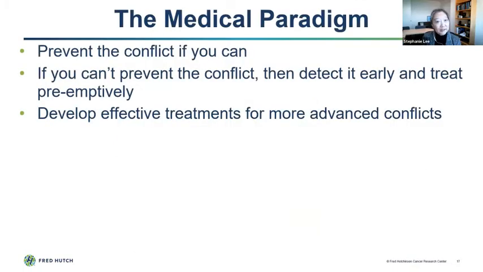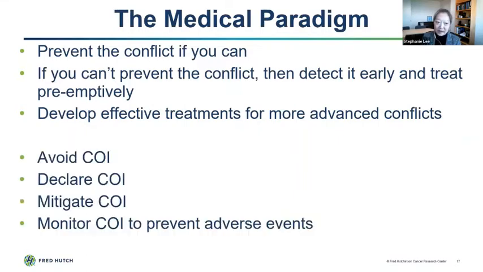Okay, so now again, switching back to the medical paradigm, if we think of conflict of interest as a condition, what can we do about it? Well, on the prevention end, you can prevent the conflict if you can. If you can't prevent the conflict, then at least you can detect it early and maybe you can treat it preemptively. And if you can't prevent or detect the conflict early, then at least you should develop effective treatments for more advanced conflicts. And so what does this mean in COI? Well, you can avoid COI, you can declare COI, you can mitigate COI, or if all else fails, you can monitor COI to prevent adverse events.